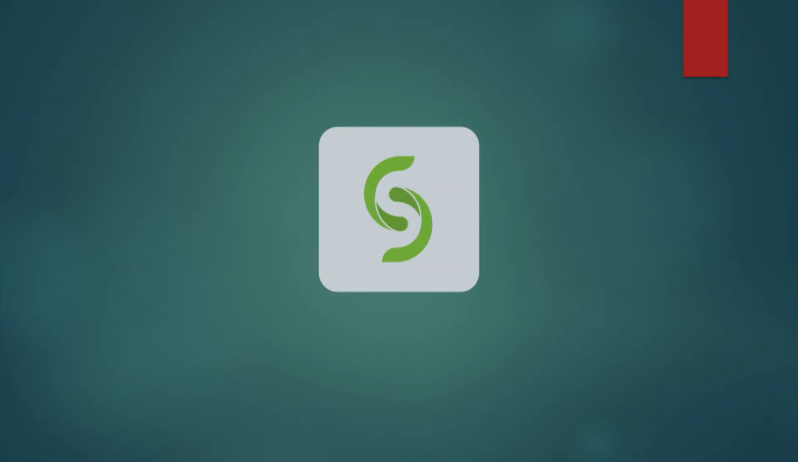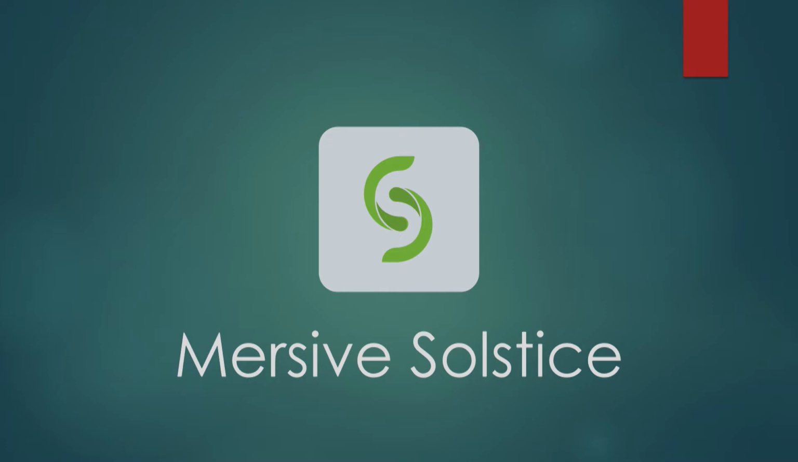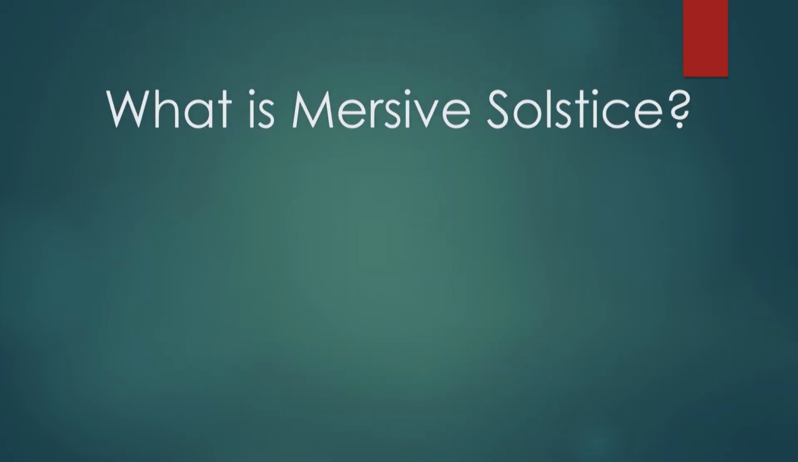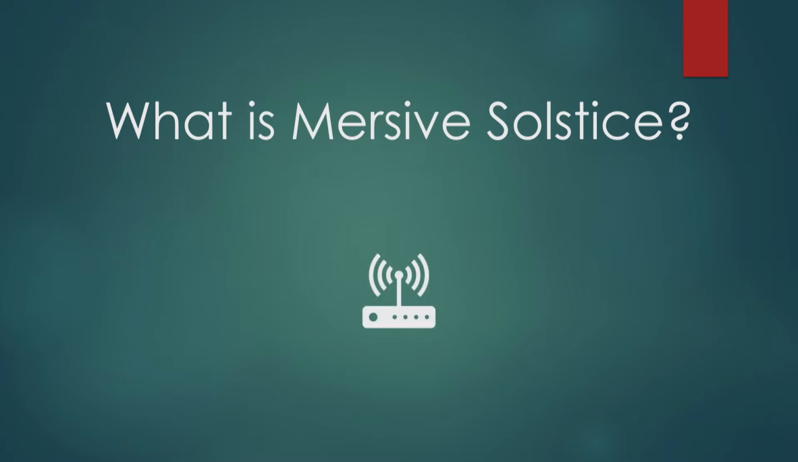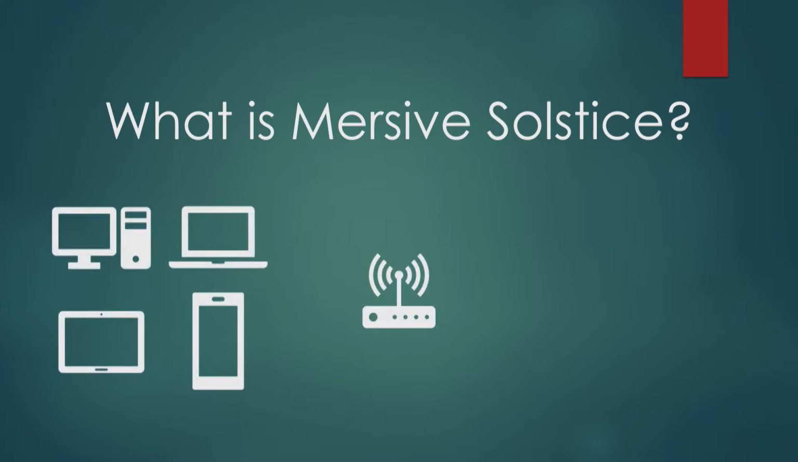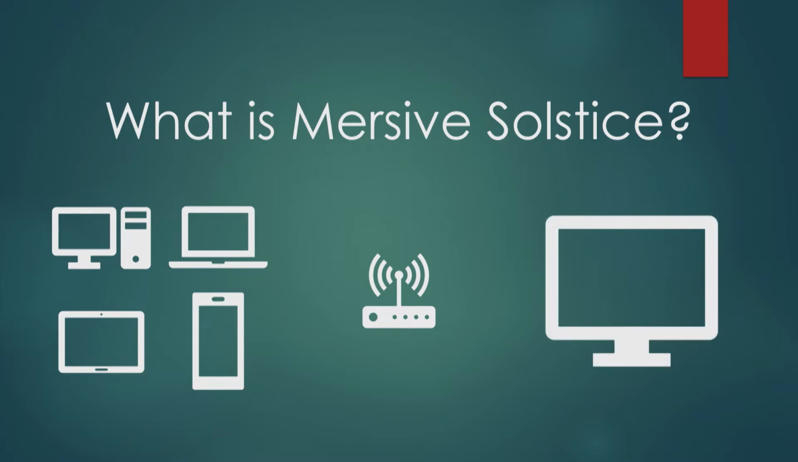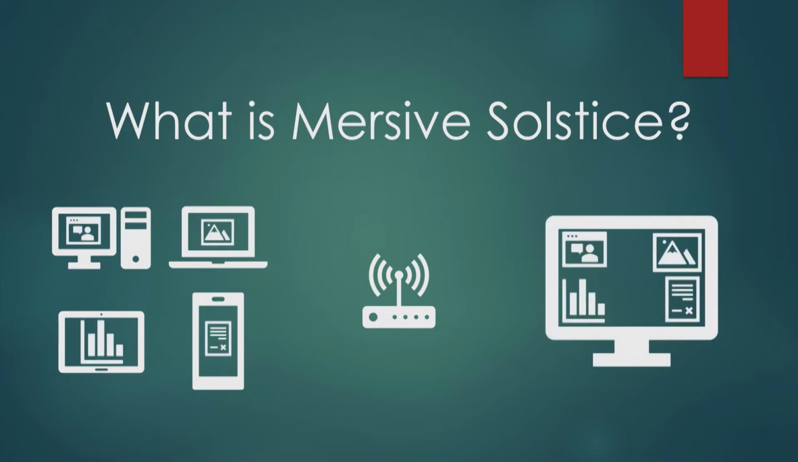Hi there. This video is a brief overview of the Mersive Solstice, a source for wireless collaboration on Memorial Campus. So what is the Mersive Solstice? It's hardware that allows a variety of devices such as phones, tablets, or computers to connect wirelessly and share content to its connected display. You can share images, videos, and even your entire screen.